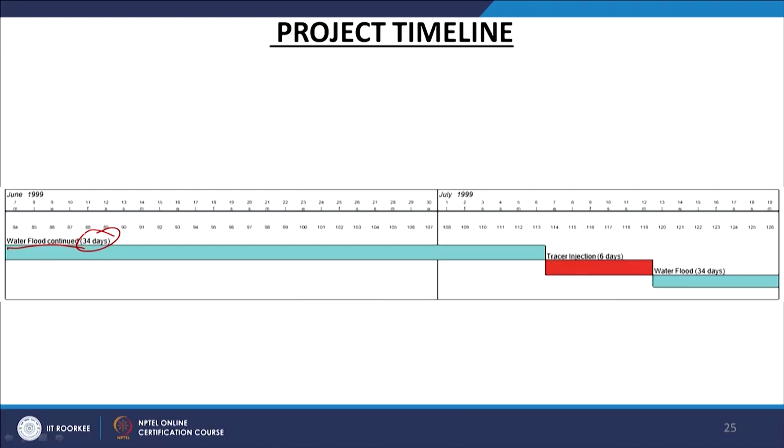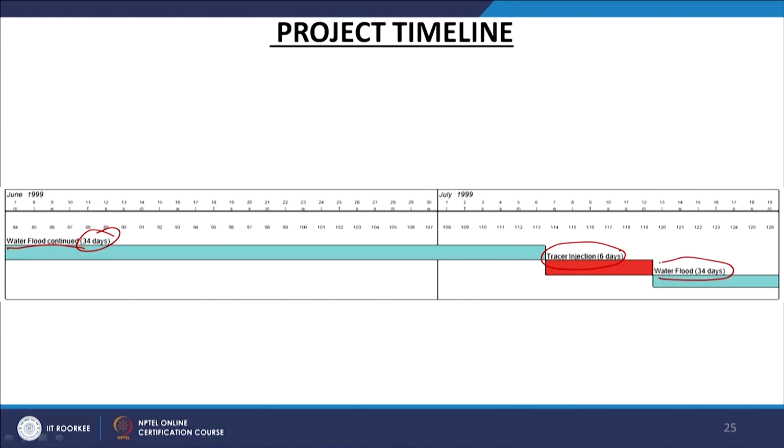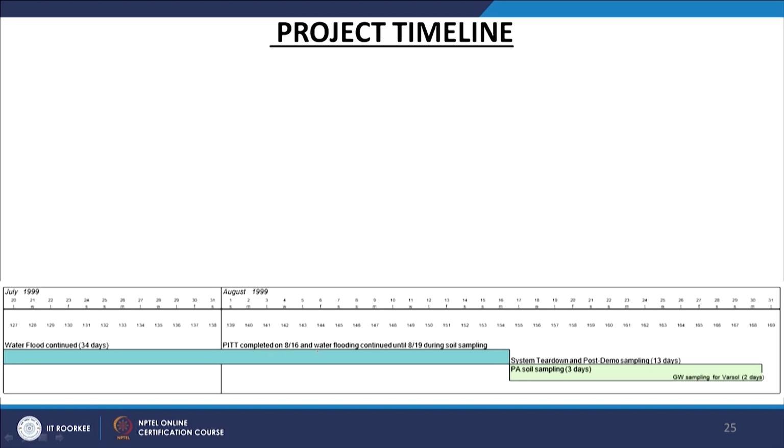Why are they flooding the system with water? Obviously, once you pump out the surfactant, if there is any residual surfactant or any other relevant phases that are relatively soluble in water, you want to bring them out. So that is why they are now flooding the system with water here. So that is what you see out here. They are flooding the water for a period of 1 month, and then they are injecting the tracer to look at the relevant flow paths, and then again flooding the system with water, and then treatment completed and water flooding continued during soil sampling.